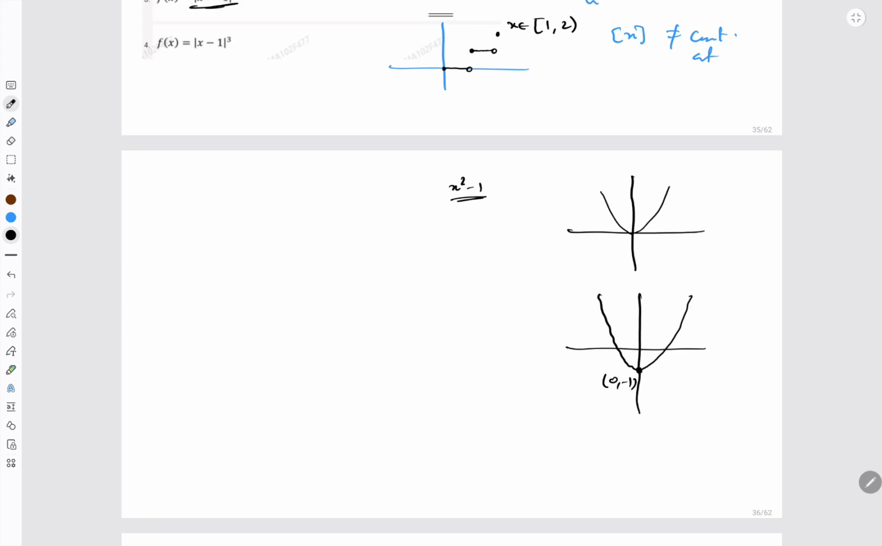So x square minus 1 intersects the x-axis at what points? How to know that? Equate it to 0. So x is plus minus 1. So it is minus 1 comma 0, and it is plus 1 comma 0.